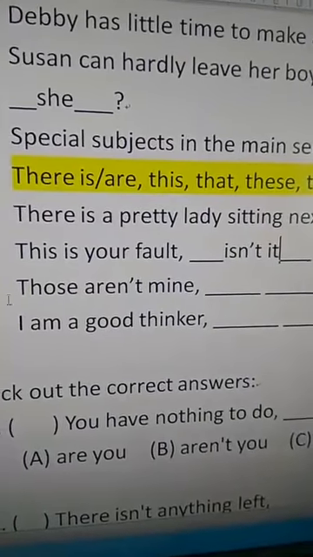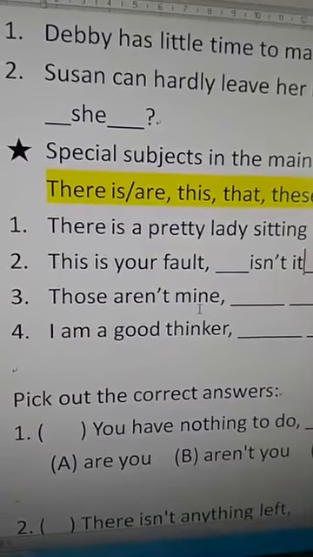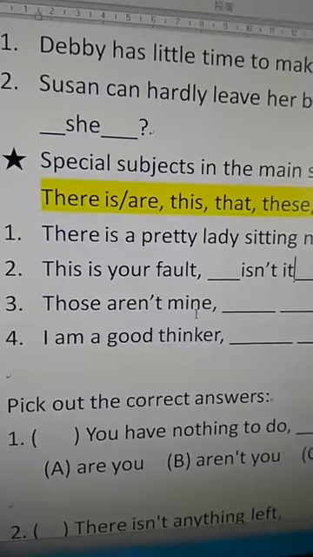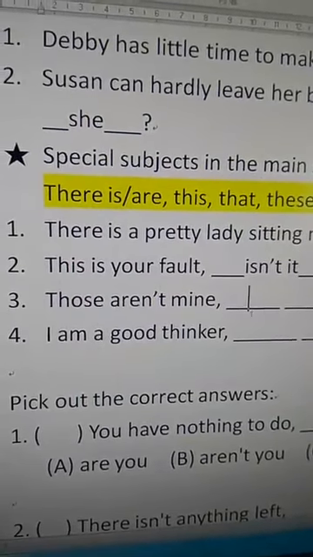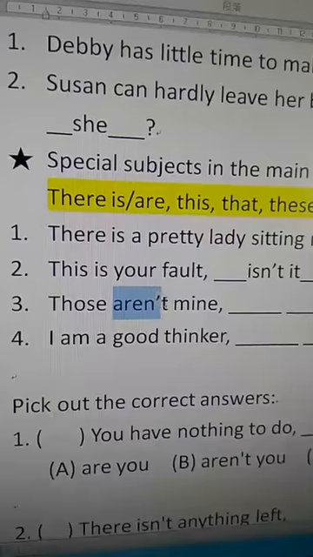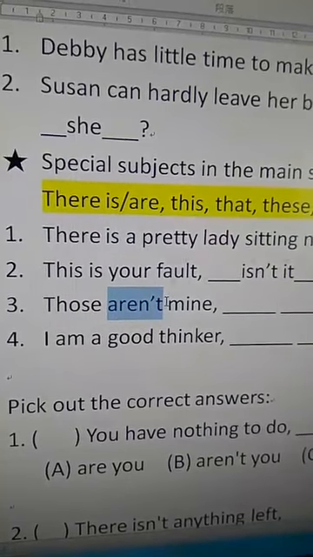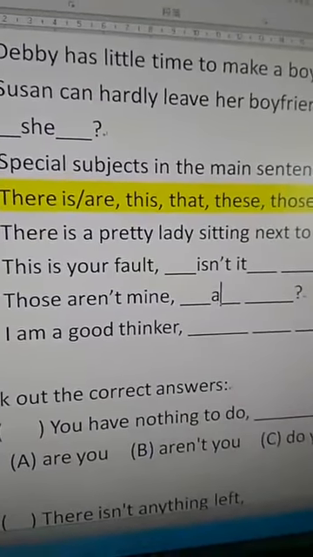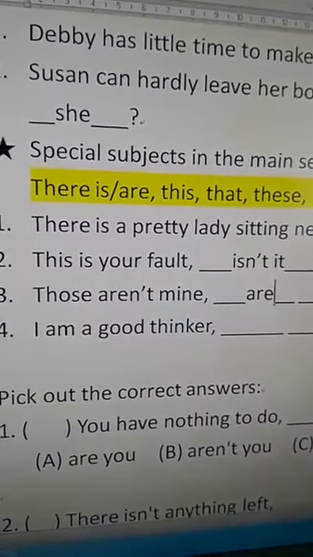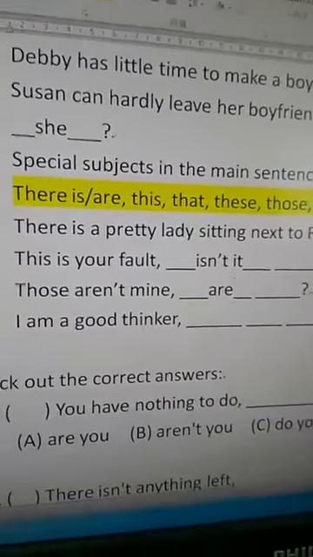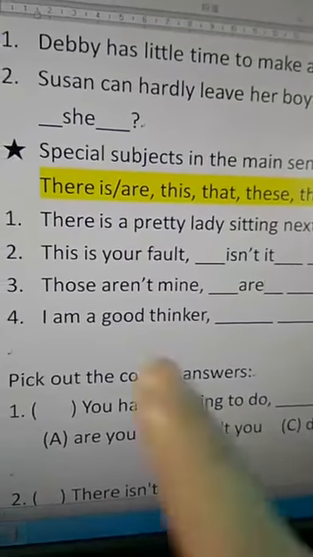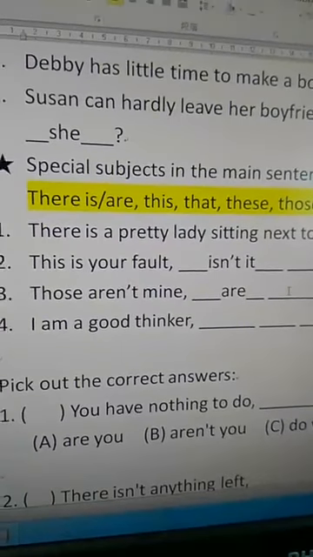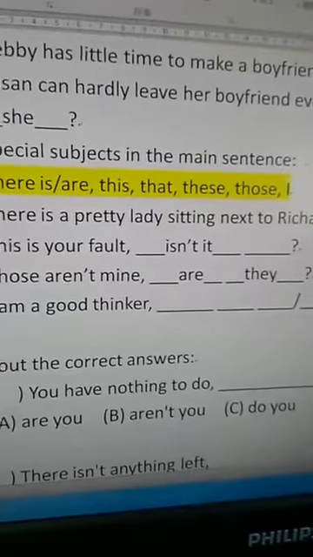And number 3, those aren't mine. And think about the tag question. What is the tag question? Those aren't mine. Yeah, you see a negative sentence here. You should change the negative to positive. So this should be are, positive. And then what is the pronoun here? Whenever you see those or these, then we use they. Okay, so remember that.